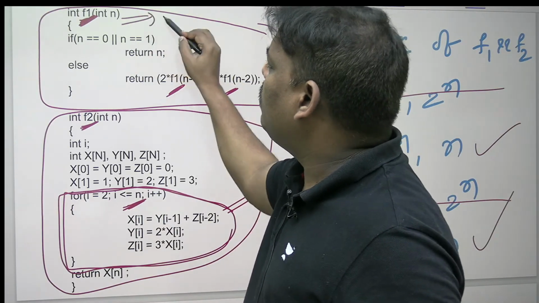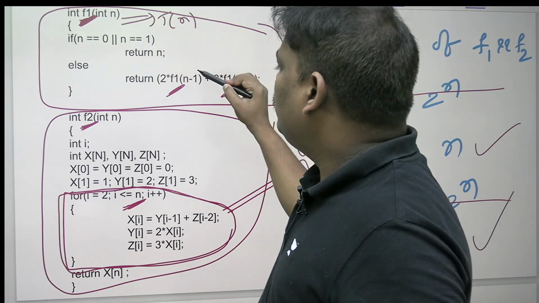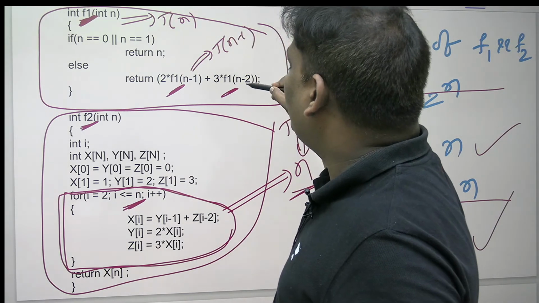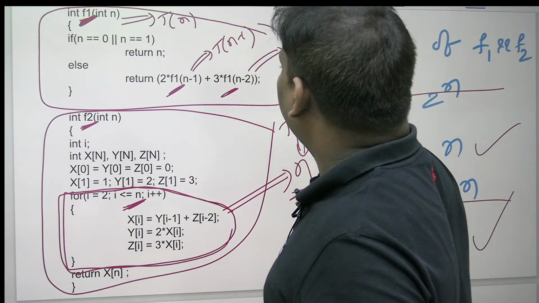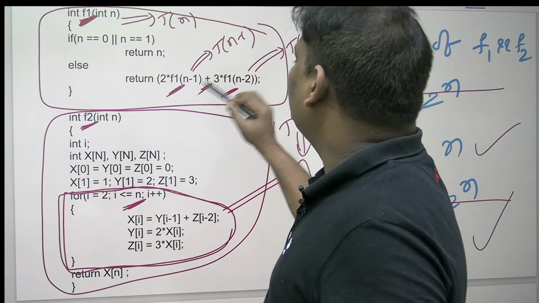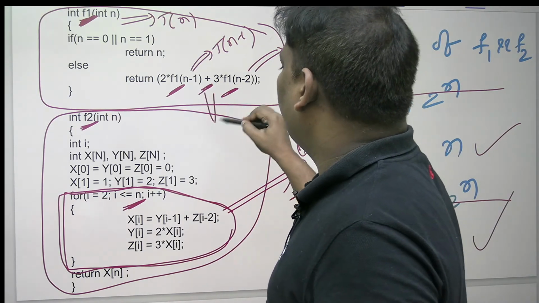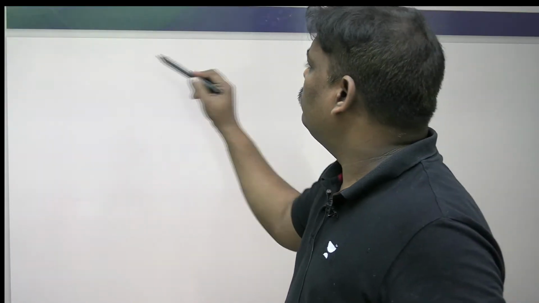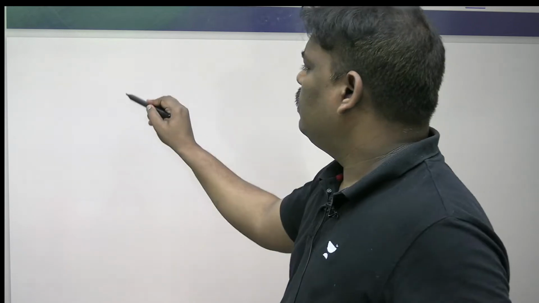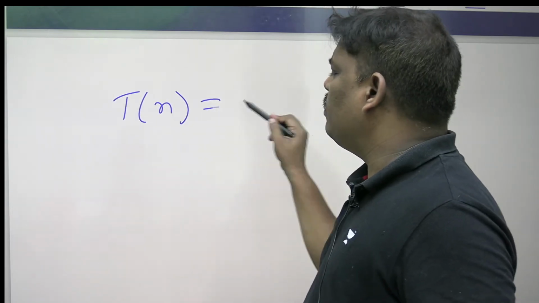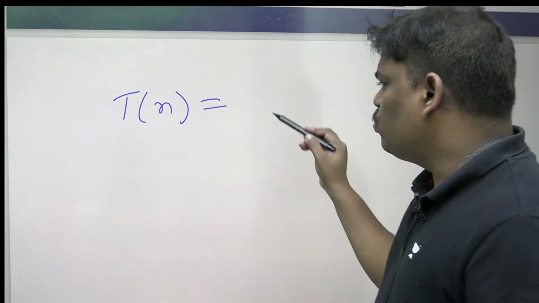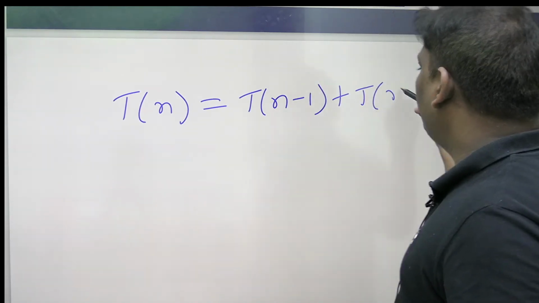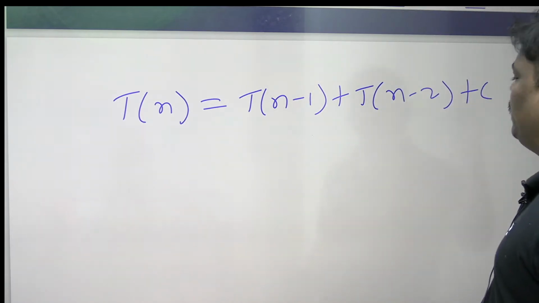F1 of n has time complexity T(n). F1 of n minus 1 has time complexity T(n minus 1), and F1 of n minus 2 has time complexity T(n minus 2). Afterwards, the addition and so on take constant time. So you have to write the recurrence relation: T(n) is equal to T(n minus 1) plus T(n minus 2) plus C.